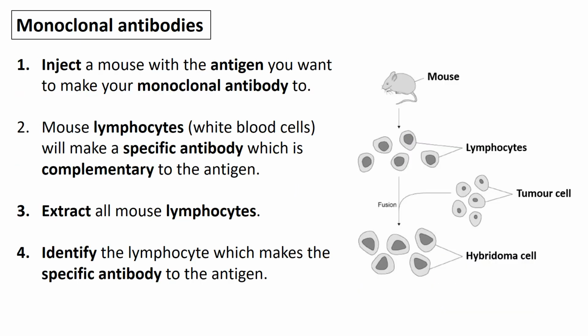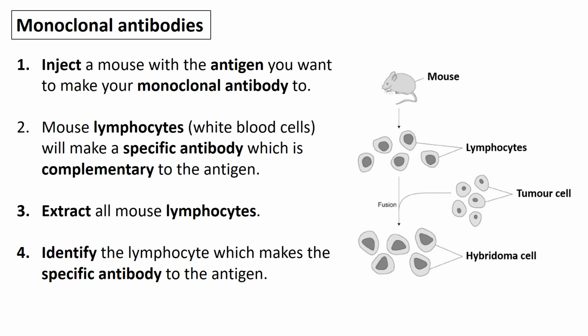The way you make a monoclonal antibody, follow this method. So first of all, you inject a mouse with the antigen. You can't feed the mouse. It does have to be injected in their bloodstream so that you make their white blood cells make your antibody in their blood. This means the mouse lymphocytes, and you do have to use that term, not white blood cells, the lymphocytes will make a specific antibody complementary to the antigen. But they will also have other antibodies in there that you need to remove.